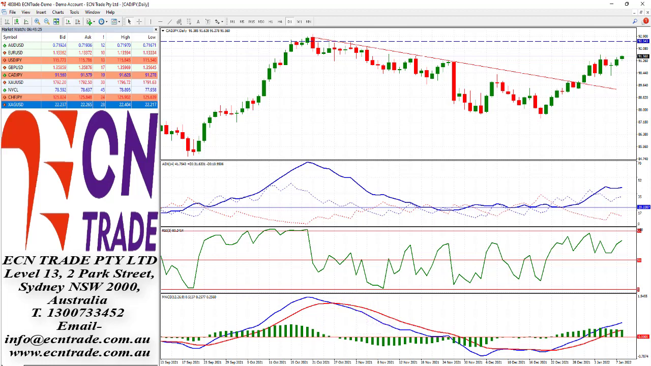CAD yen still shows a positive bias after clearing the resistance of 91.30.35. However, given from the RSI, I am a little bit cautious of coming out of any bullish calls and therefore could still see a bull trap anywhere around where we are at the moment to 91.80, which is the next resistance. If so, then we could see a pullback towards the support region seen around 91.10 to 90.5 and reassess.